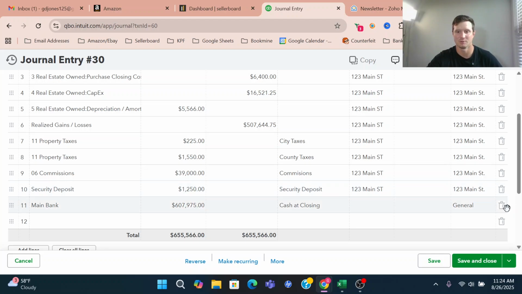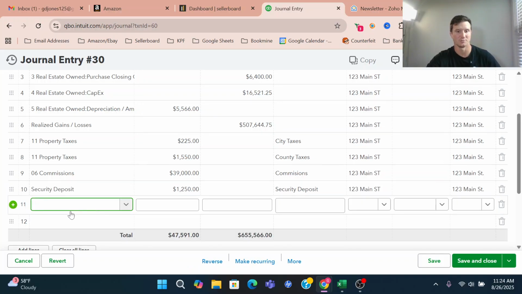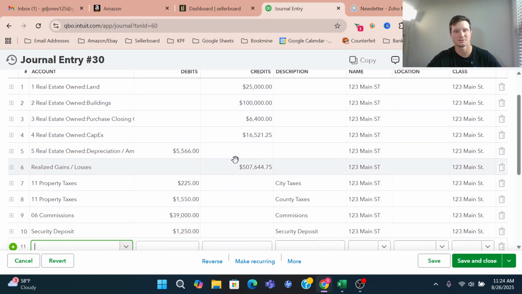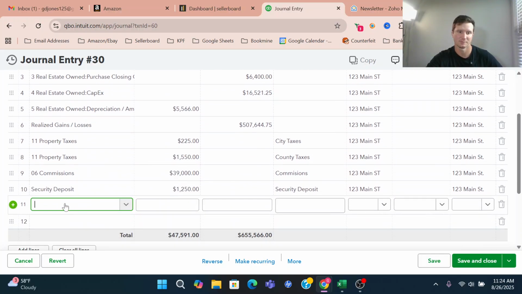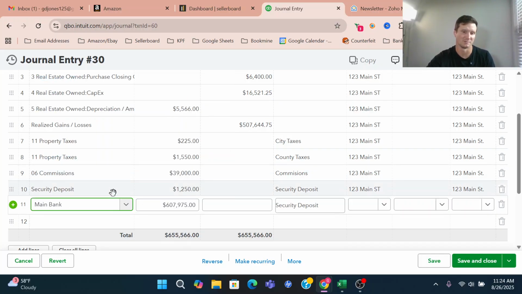And then what you do with the last little bit, this number right here, where it comes from, is the cash that's going, since you're selling, going to be going into your bank account. And if you've done all of these steps right here, you're just going to be throwing in main bank. I just put main bank, and it's going to auto-populate the cash that you should get.